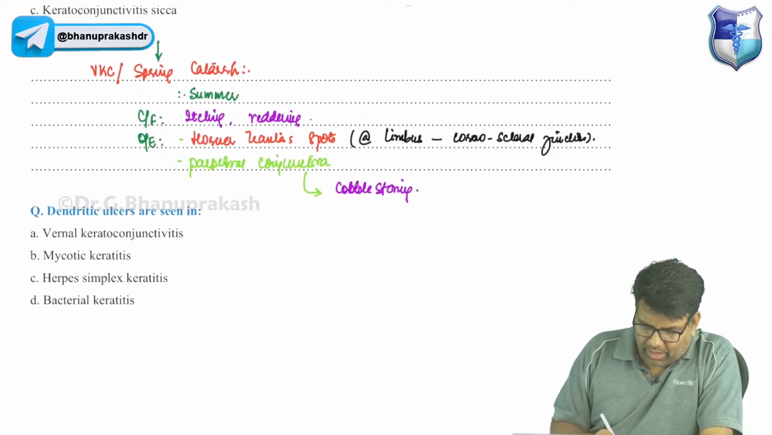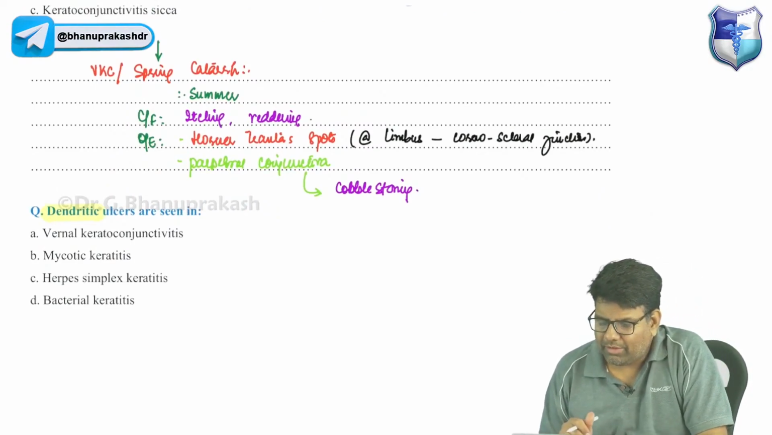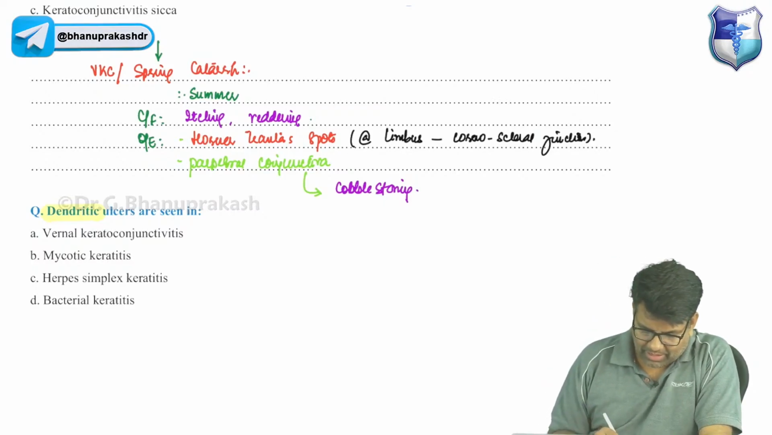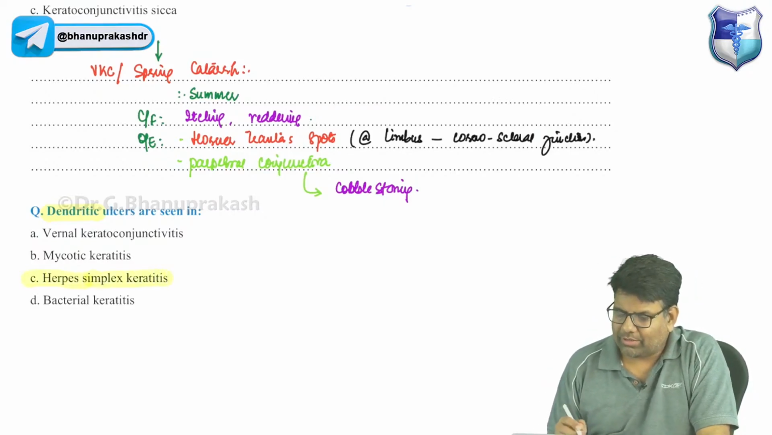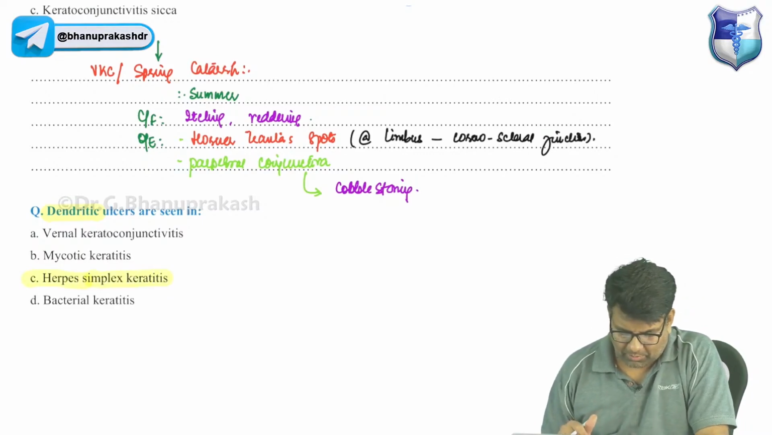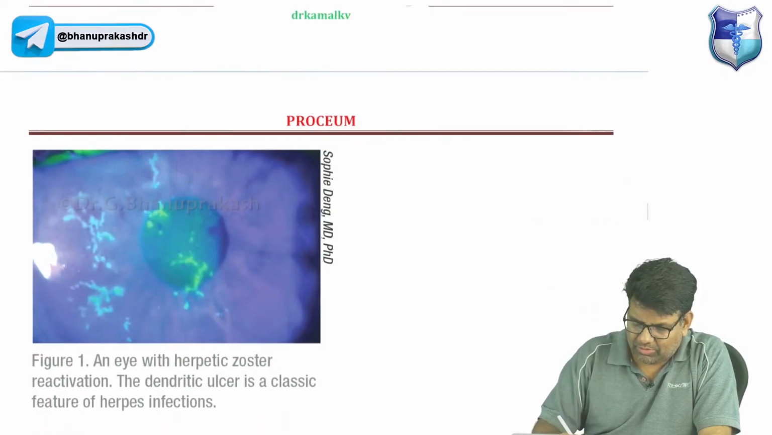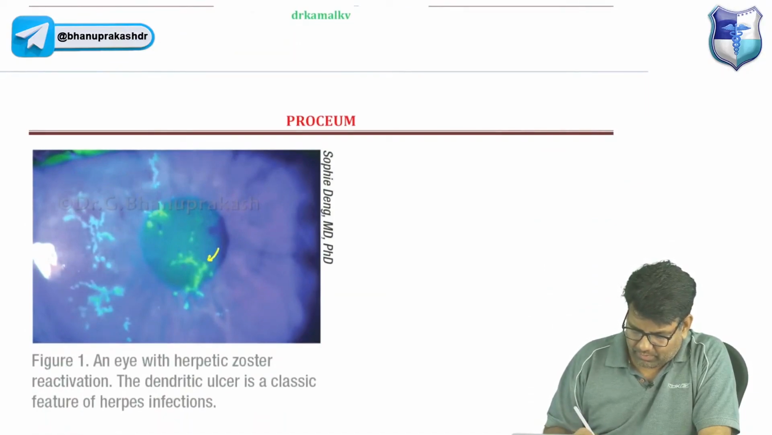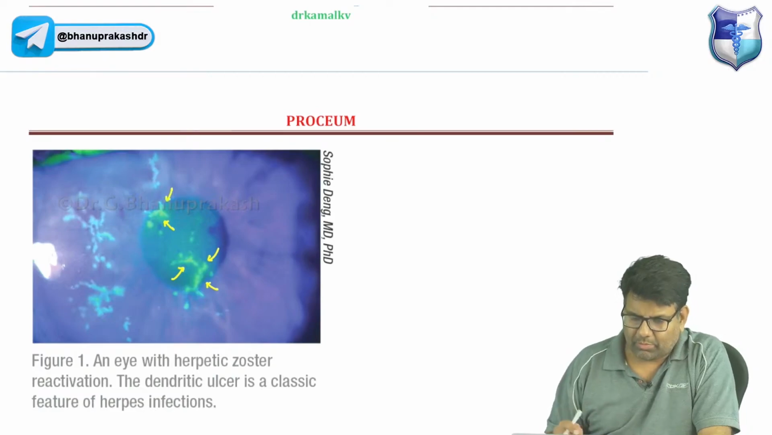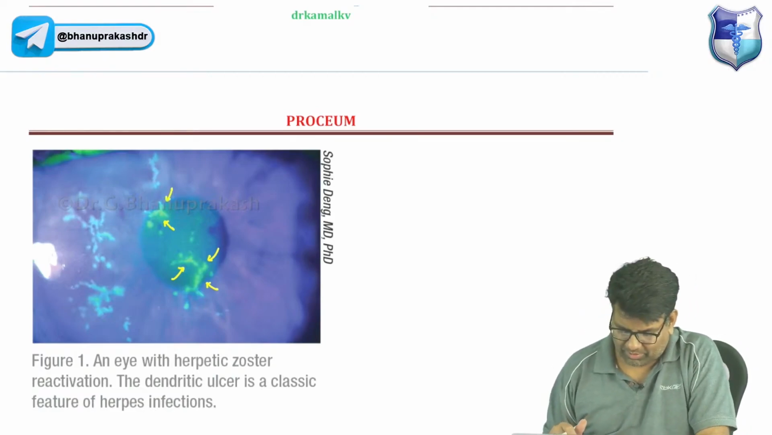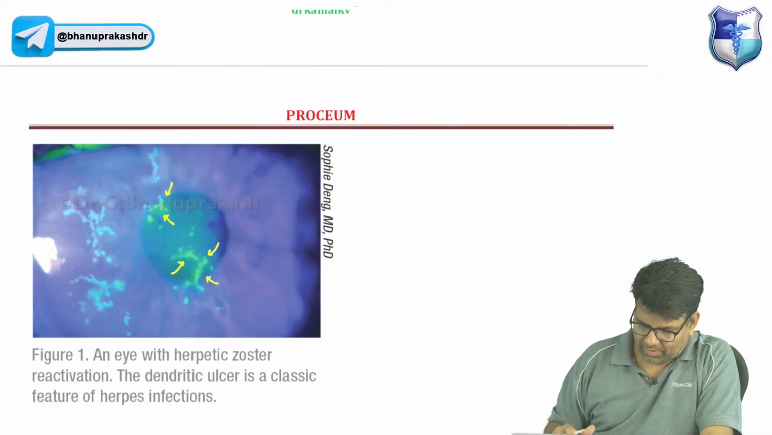Now, dendritic ulcers. Any idea where we see dendritic ulcers? Yes, absolutely fine. All of you are correct. So this is herpes simplex keratitis, and if you look at the picture, it is very easy to identify the dendritic ulcers of herpes simplex keratitis.